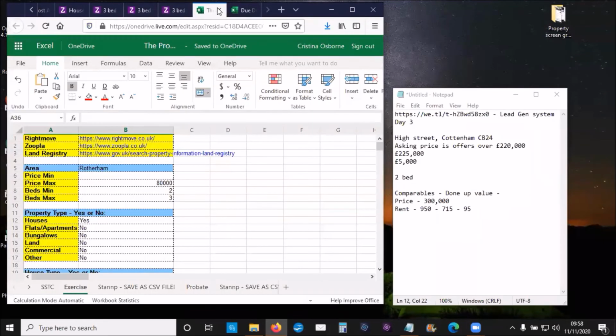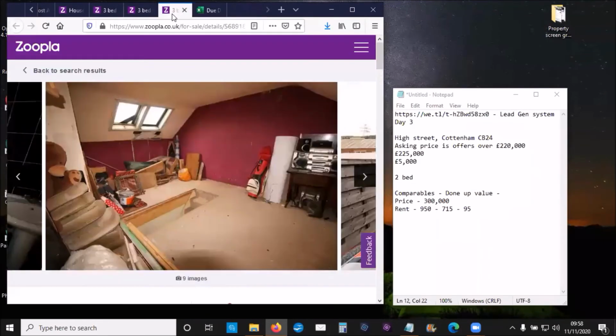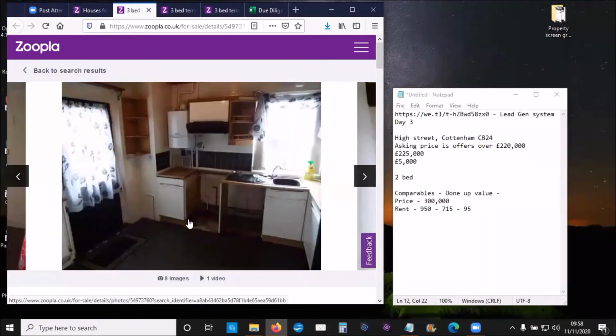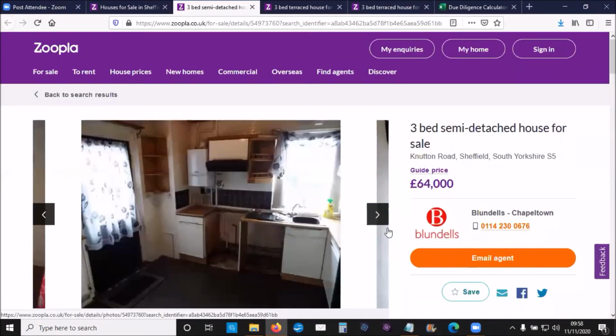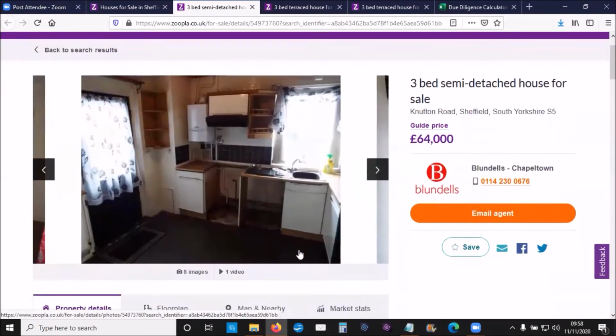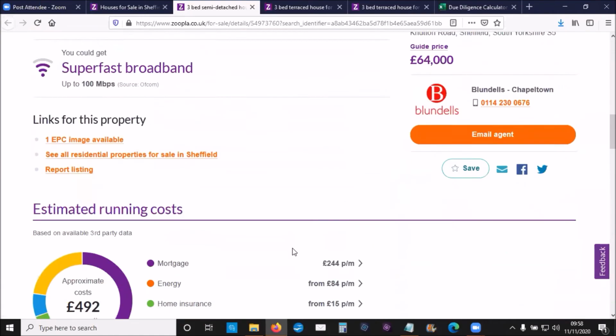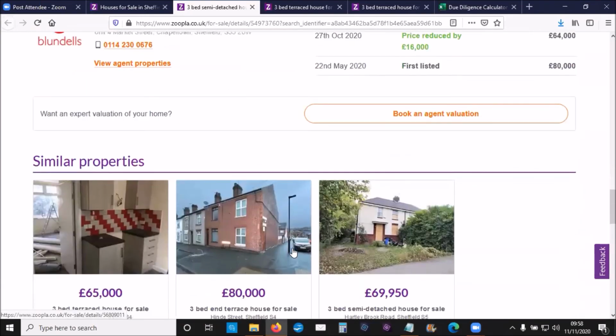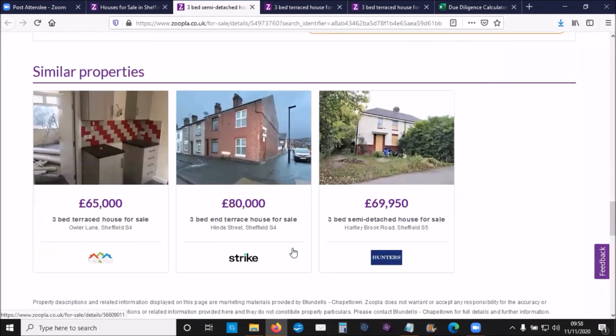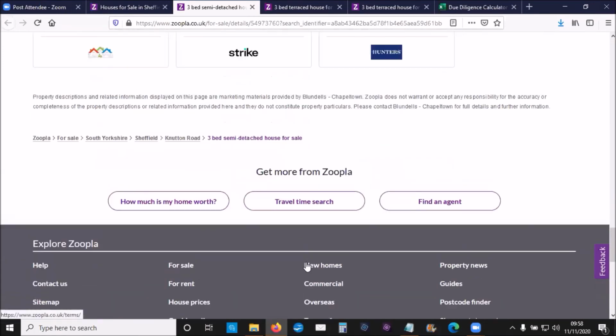So what we've got here is this property. What I want to select, guys, is a property that is discounted from the done-up valuation, okay? So the guide price is £64,000. Guide price means that that's the minimum they want to achieve if possible. I want to look at the comparables. Okay, 80,000, 65, 69.